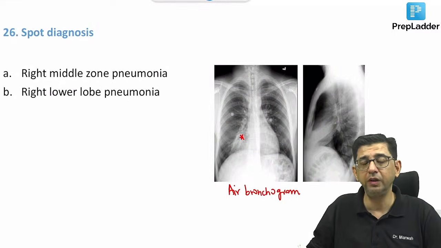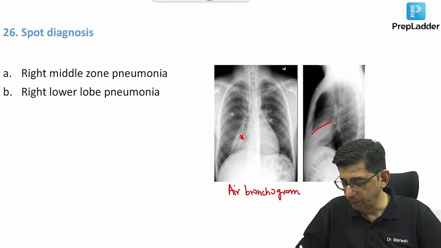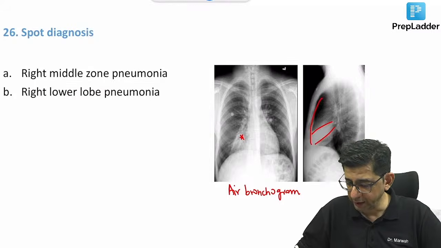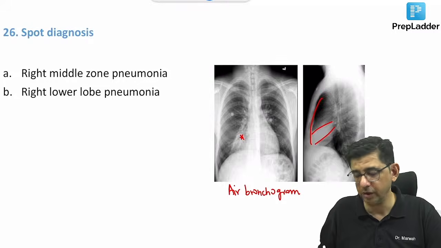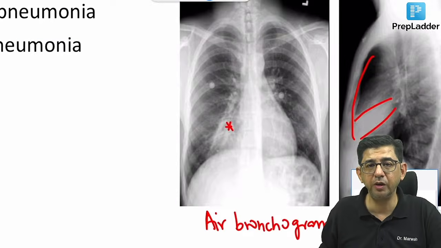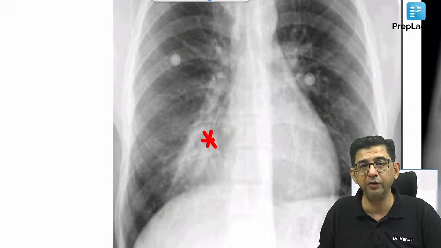Yes, because you have to see the lateral view here, and in the lateral view the patch is present anteriorly. So this would be a right middle zone pneumonia. One, you can notice that there is a Silhouette sign present. You can see these air bronchograms present adjacent to the cardiac shadow.